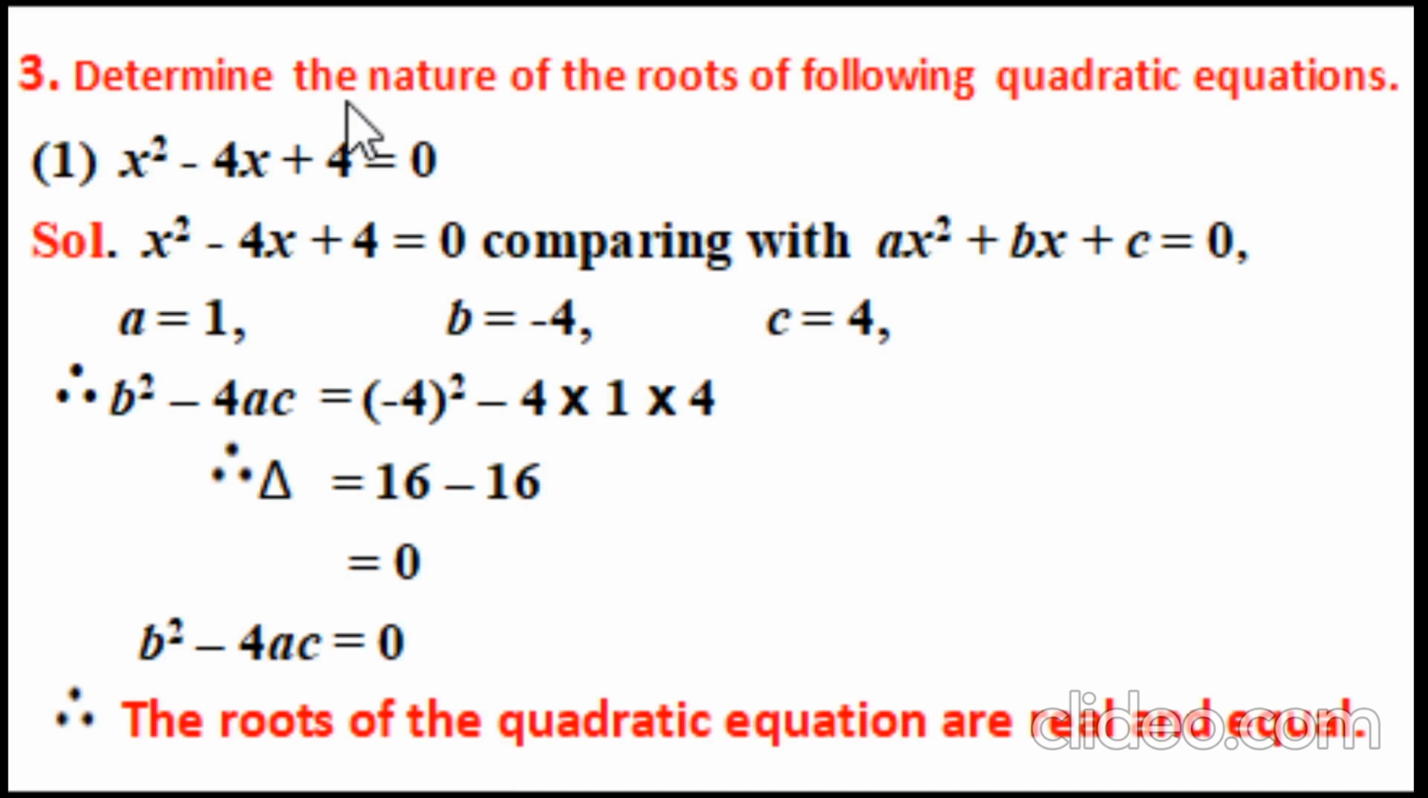Then question number 3, determine the nature of the roots of the following quadratic equations. First, x square minus 4x plus 4 is equal to 0. Comparing with x square plus bx plus c is equal to 0, we get a as 1, b as minus 4 and c as 4. Then b square minus 4ac is equal to square of 4, which is 16, minus 4 ones are 4, 4 fours are 16. 16 minus 16 is equal to 0. So delta is 0. Then the roots of the quadratic equation are real and equal.